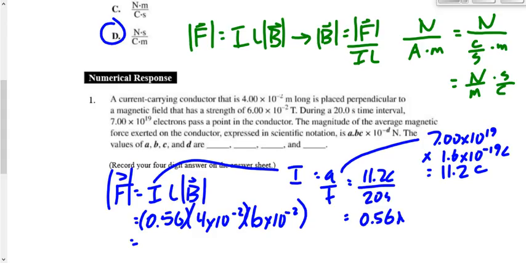Is it 1.34 times 10 to the minus 3, which we would express as what? 1, 3, 4, 3. How many people got that one? Okay, good.